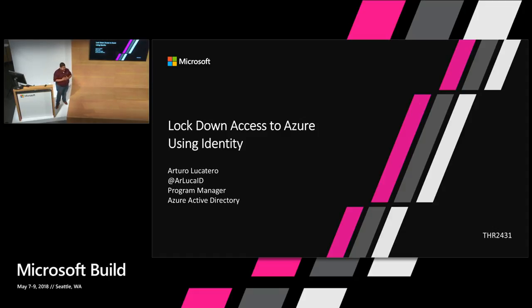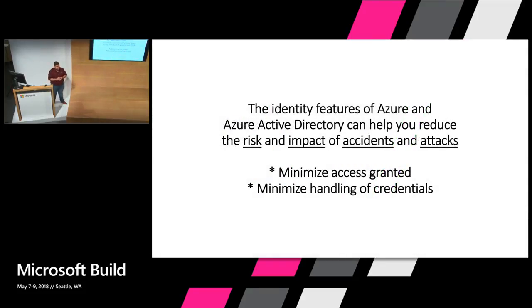My name is Arturo Lucatero. I'm a program manager in the Azure Active Directory team. And we're going to be talking about how we help lock down access to Azure using some of the identity features available in Azure and Azure Active Directory. These features help you reduce the risk and impact of accidents and attacks.